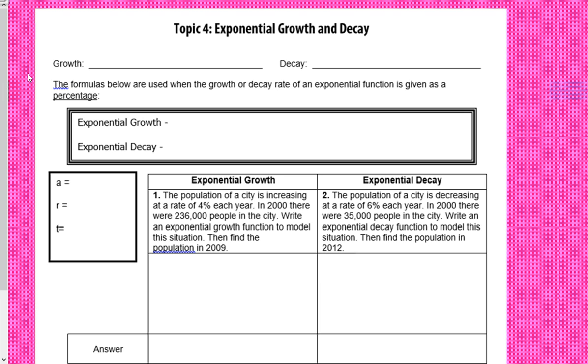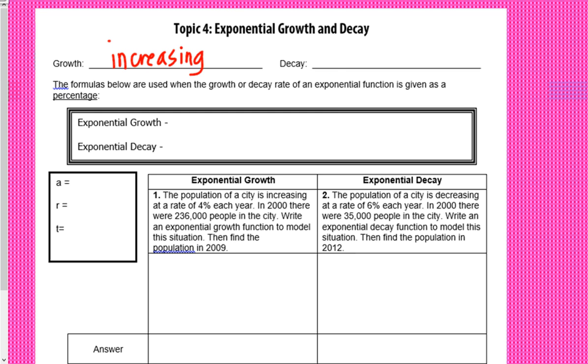Topic 4 for exponentials is specifically about growth and decay, which we've talked about throughout this unit already, just because that is often what exponentials are shown as. It's just something that's growing or something that's decaying. But just to make sure that we understand what that means, growth is when something is increasing exponentially, just like when you grow, your height is increasing.